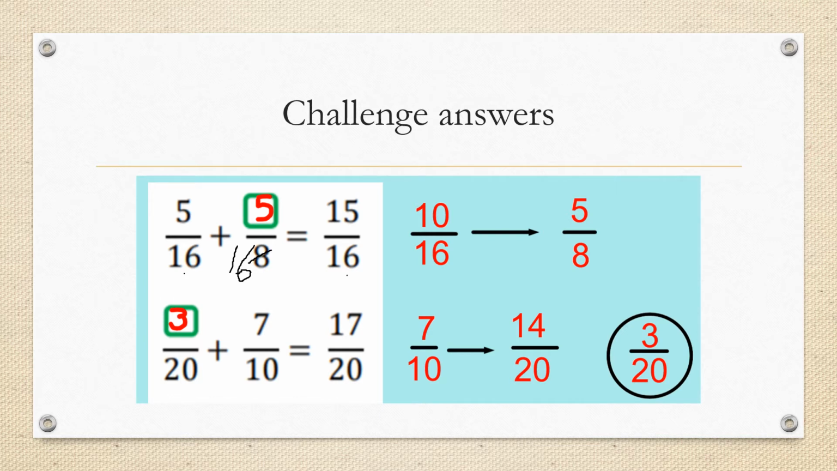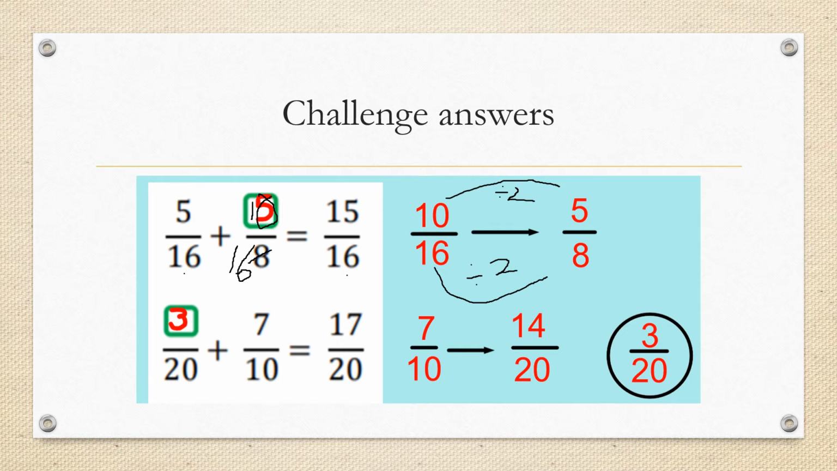Five 16ths add 10 16ths makes 15 16ths. So all we need to do to make this calculation is change 10 16ths back into 8ths. 16 divided by 2 gives us 8, and 10 divided by 2 gives us 5. So the answer is 5/8.